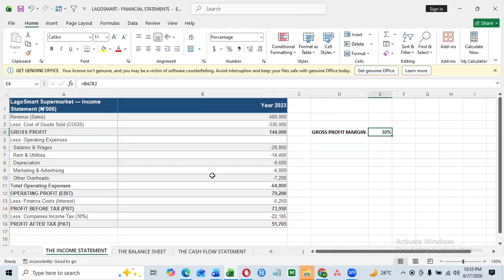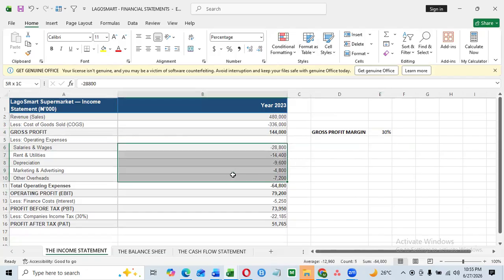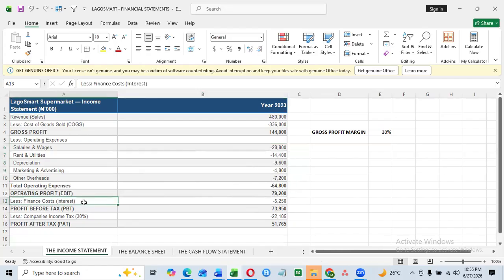Now, after deducting operating expenses, which I said include salaries, depreciation, and all this, we get operating profit, which is also called EBIT. EBIT stands for earnings before interest and tax. And this is 79.2 million. We then subtract finance cost.